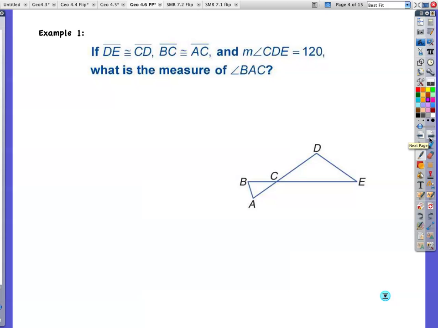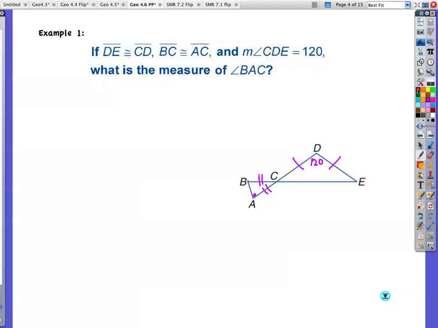Okay, with that in mind, segment DE is congruent to segment CD, and you're drawing this picture, right? And you're marking this in. Segment BC is congruent to segment AC. And the measure of angle CDE is 120 degrees. What is the measure of angle BAC? So this is BAC. So right down here, I need to find this one.